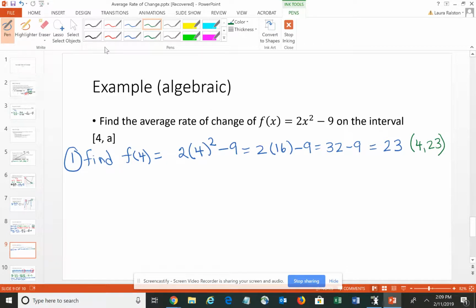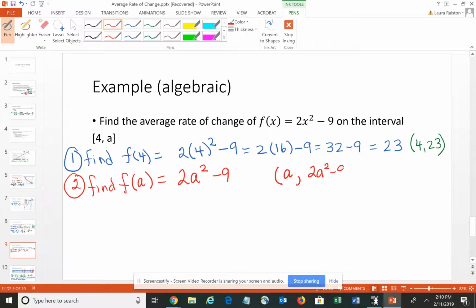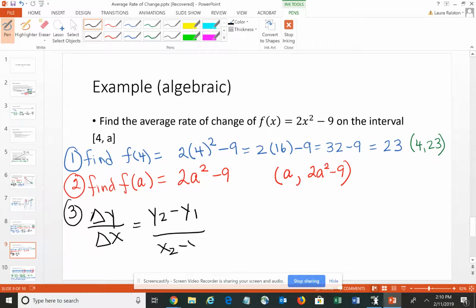We go back. Step 2 is you want to find the value of the function at the ending value, which in this case happens to be the letter A. So we would have 2a squared minus 9. So you have the ordered pair a, 2a squared minus 9. And then you put the two together to find delta y, delta x. So I have y2 minus y1 over x2 minus x1.